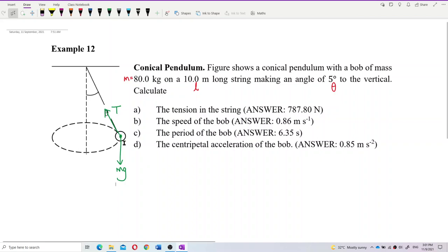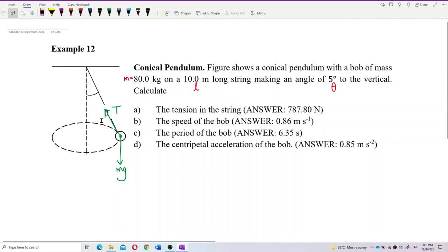What are the forces? No more. It's not in contact with any surface. So just the string has tension and its own weight mg. And then we need to draw the x and y axis.